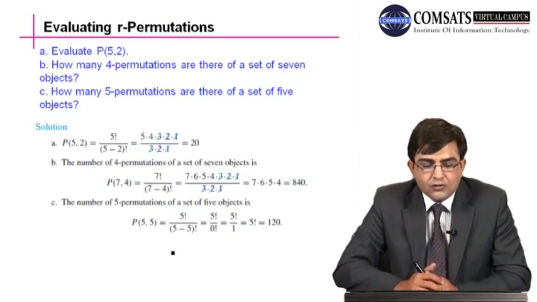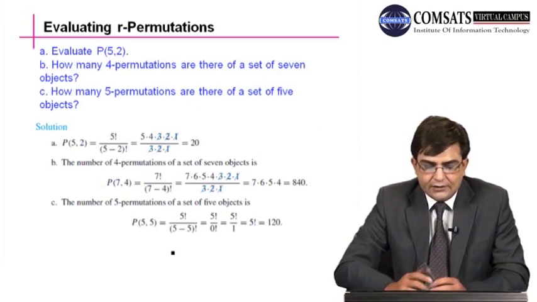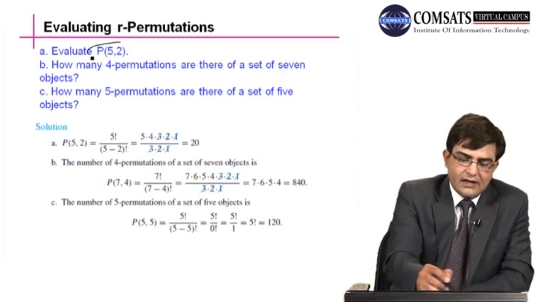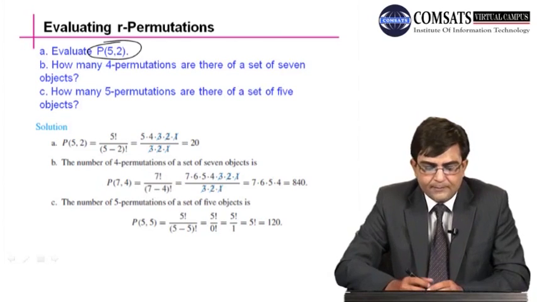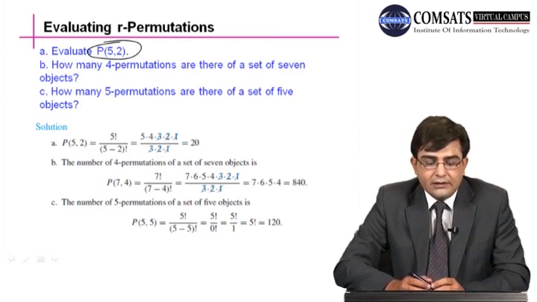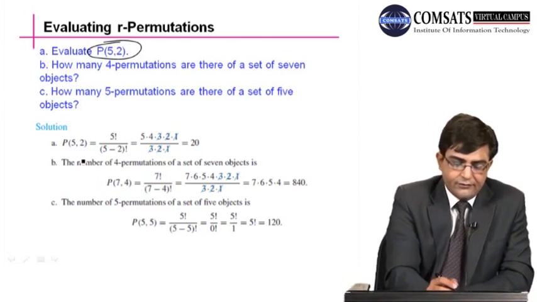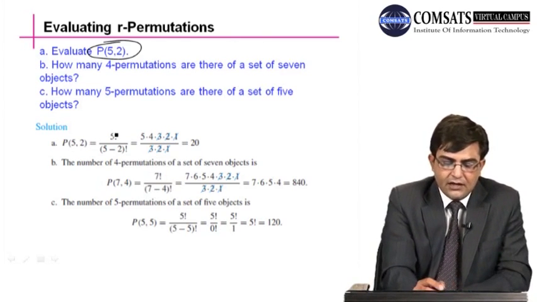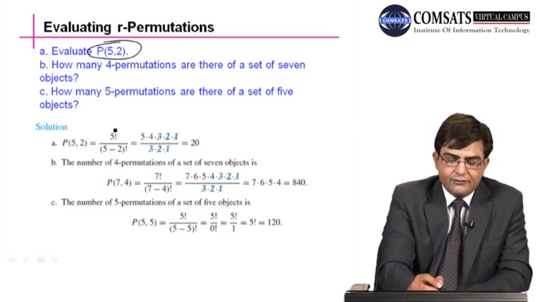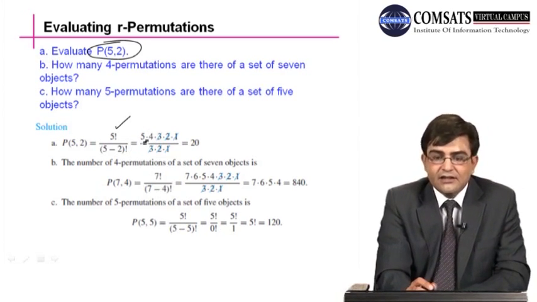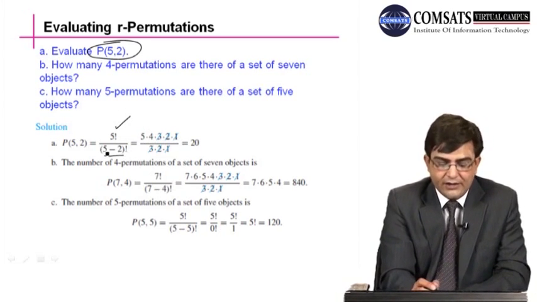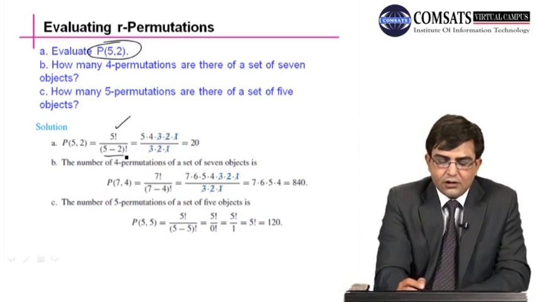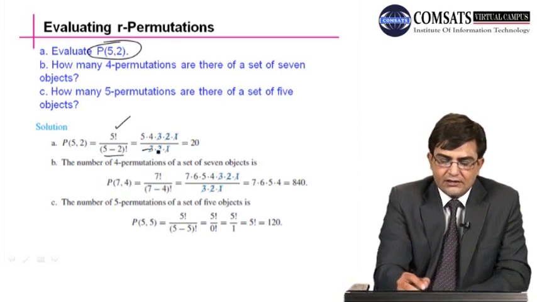Next, how to evaluate r permutations, that is how to simplify this. I have explained this before. For example, if you have p of 5 2, then it is basically 5 factorial over 5 minus 2 factorial. If we open up 5 factorial, this gives us 5 into 4 into 3 into 2 into 1, and this is basically 3 factorial, since 5 minus 2 is 3. 3 factorial can be written as 3 2 1, so this is cancelled out and we get 5 4s are 20.